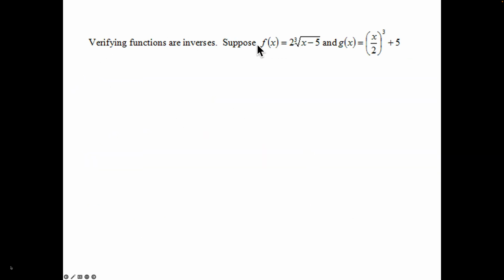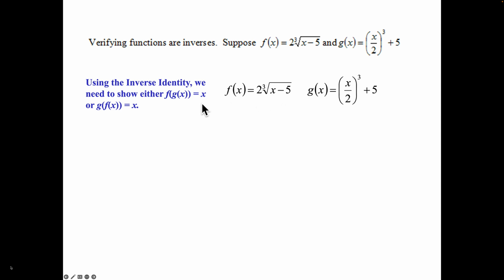Let's verify if these are inverse functions. F of x is 2 times the cube root of x minus 5. G of x is, in parentheses, x over 2 cubed plus 5. You pick which one you want to do. All right, so pause the video. Either do f of g of x or g of f of x and see if you can get it to equal x. If you do, they're inverses. So pause it, and when you've got your answer, turn it back on.